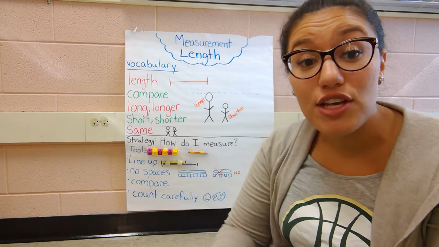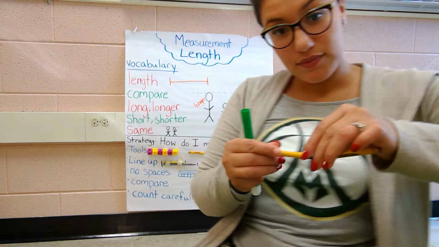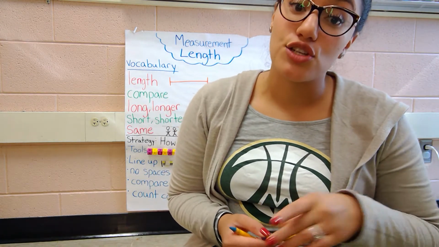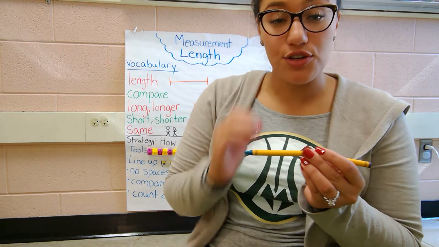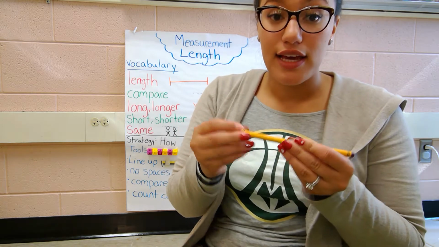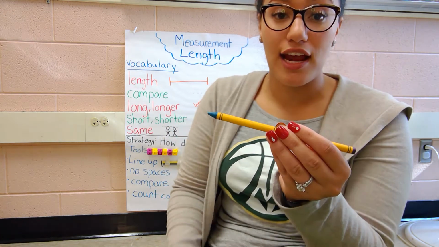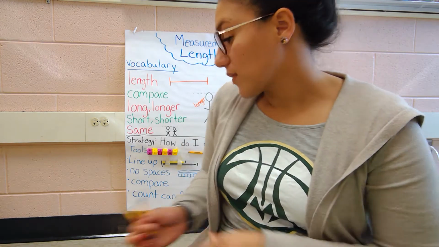You want to also make sure that you count carefully when you are lining these up. I want to count carefully, which usually means slowly. 1, 2. So I want to count carefully. If I go too fast, 1, 2, 3, 4, 5. I don't know how long this is. You need to count carefully. 1, 2. Okay?